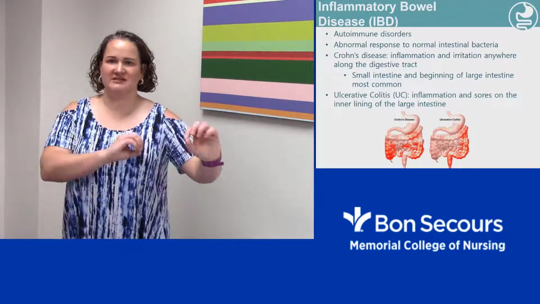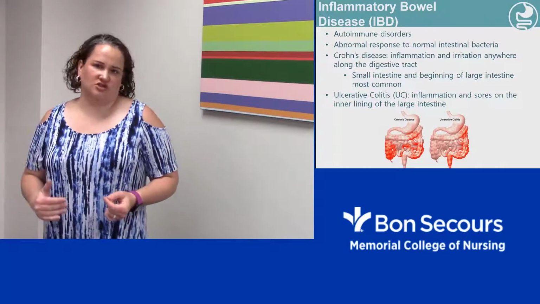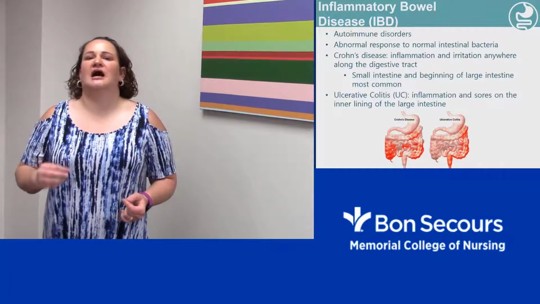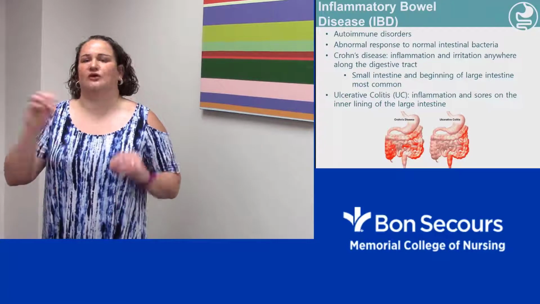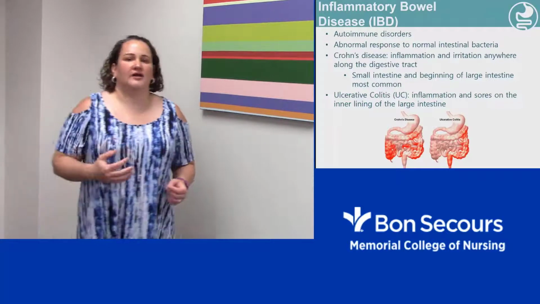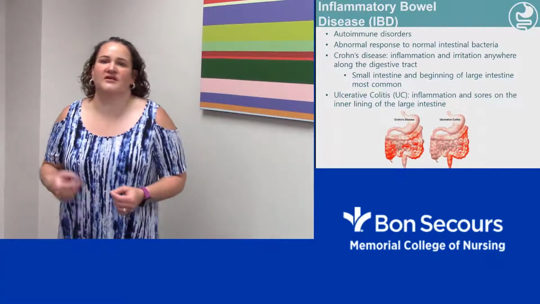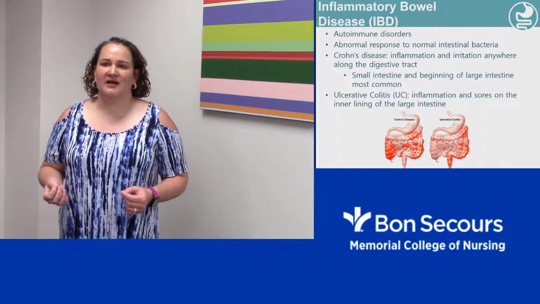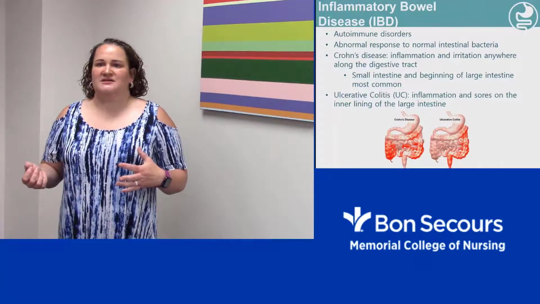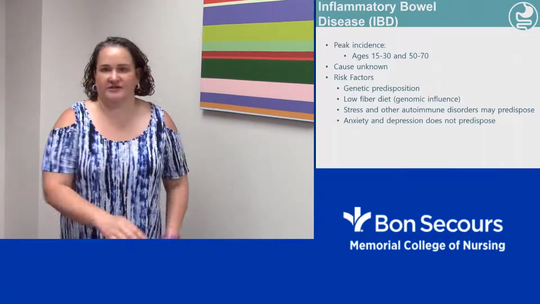So Crohn's disease, inflammation and irritation anywhere along the digestive tract from gum to bum, essentially. Small intestine and the beginning of the large intestine are the most common areas. It also tends to be scattered throughout as far as what areas are irritated. Ulcerative colitis, what it is actually in the name. Inflammation and sores on the inner lining of the large intestine. It likes to attack the descending or the sigmoid colon the most. But essentially, you have inflammation and ulcerations occurring in the large intestine.